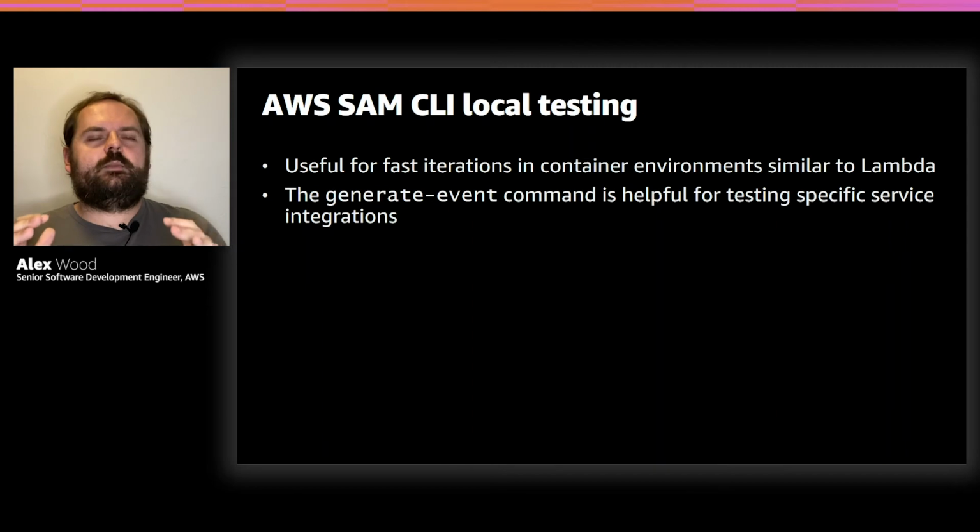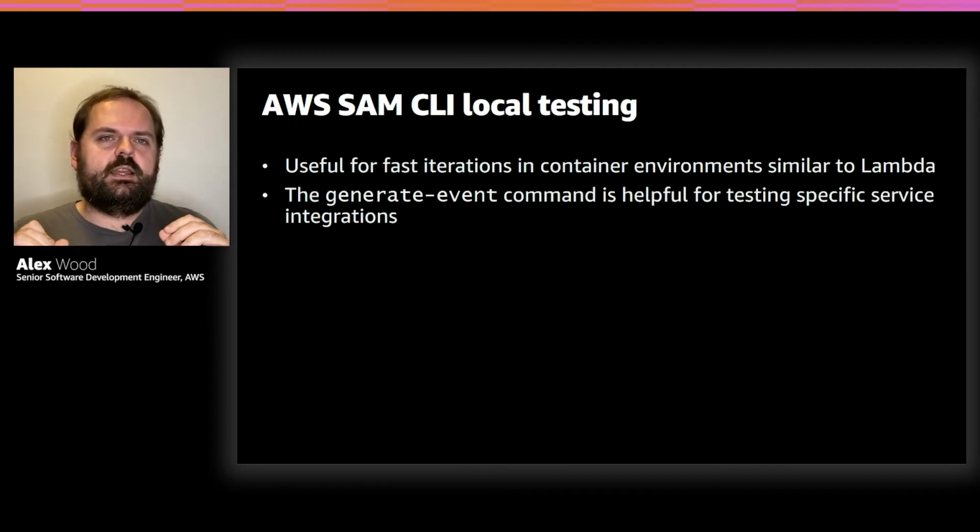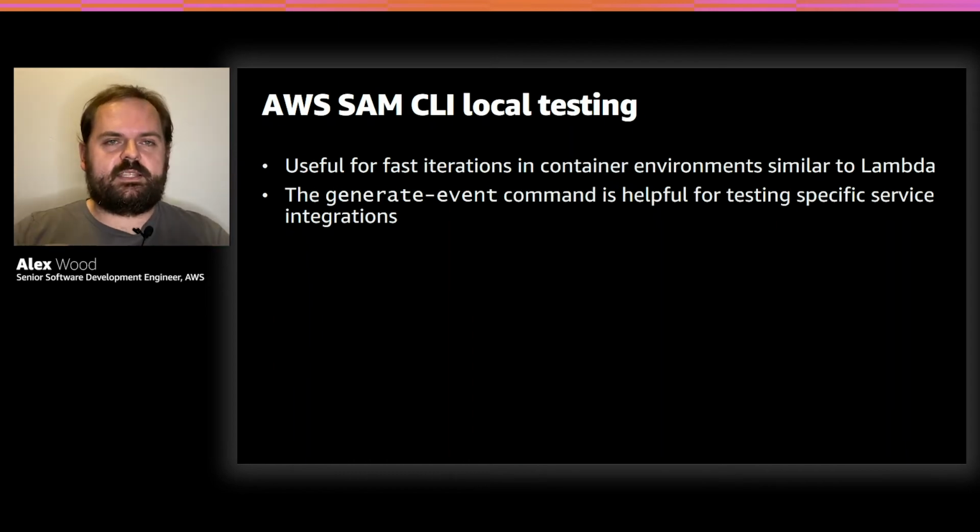And the generate event command is really helpful and sometimes overlooked when it comes to testing asynchronous integrations or particular service integrations outside of the Start API use cases for things like API Gateway and web functions. So it's a really useful thing to add to your testing repertoire. It can even be useful for writing unit tests, for example, because it's just going to generate a file that you can do with whatever you please, and that file is going to match the format of messages that you would get in production Lambda.